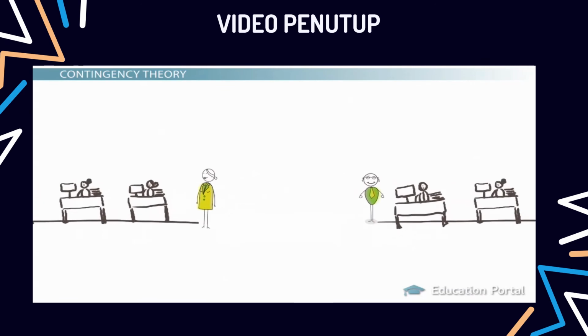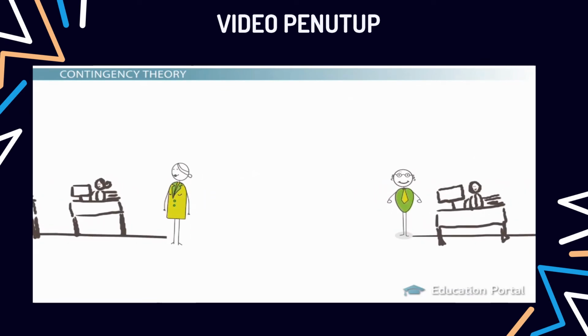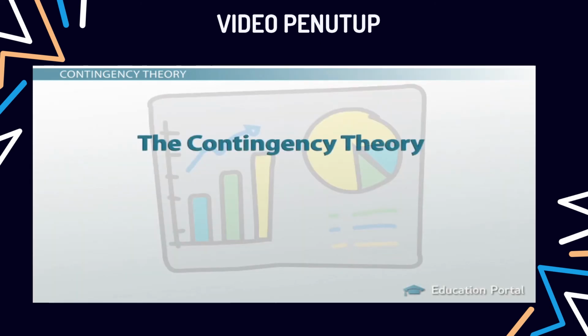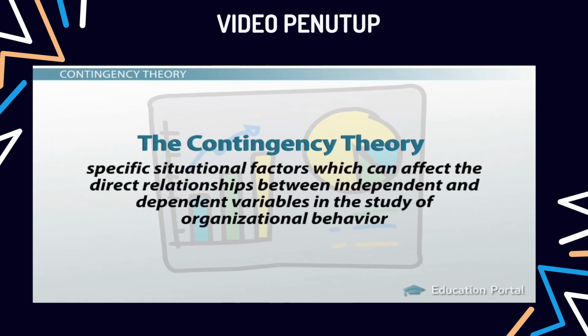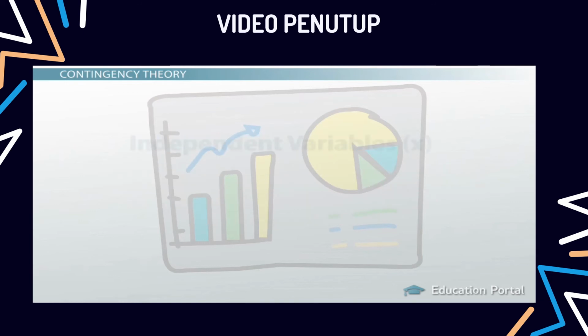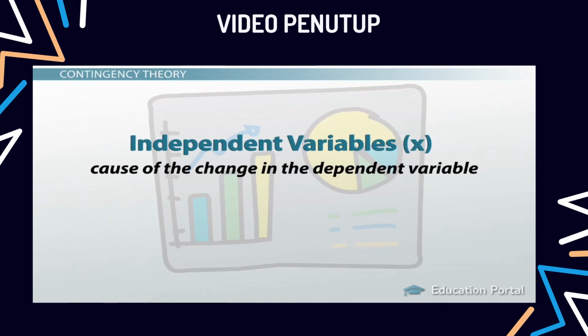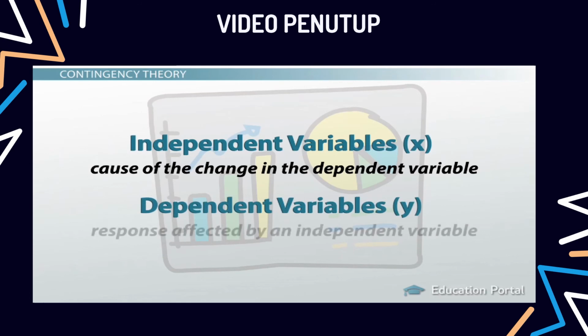There are situational factors that can affect the study of organizational behavior and its prediction of the behavior of employees. The contingency theory explains that there are specific situational factors which can affect the direct relationships between independent and dependent variables in the study of organizational behavior. Independent variables, or X, are the cause of the change in the dependent variable, while dependent variables, Y, are a response affected by an independent variable.